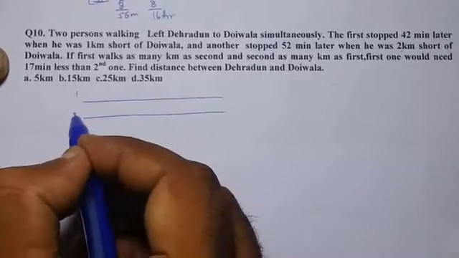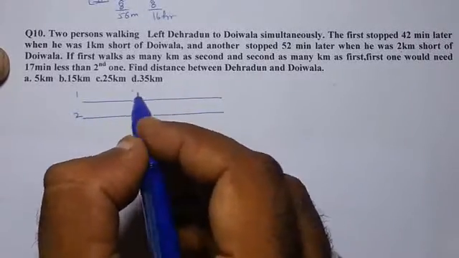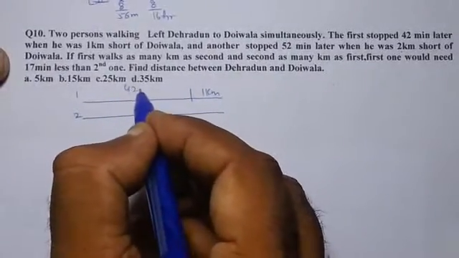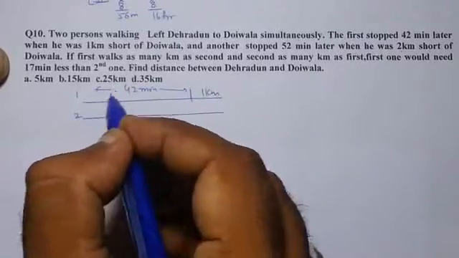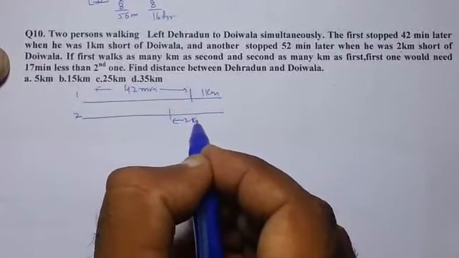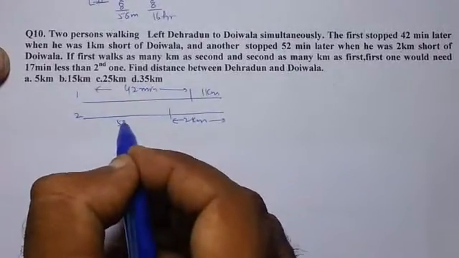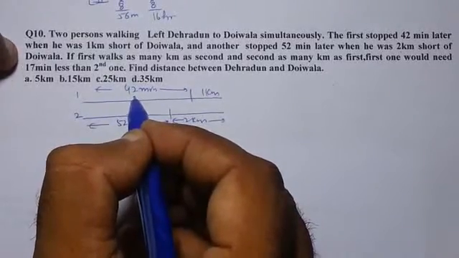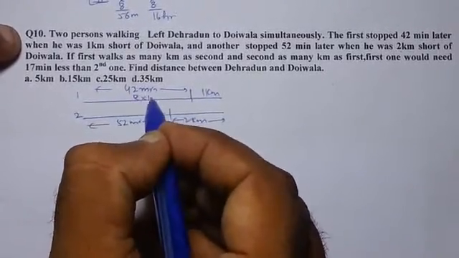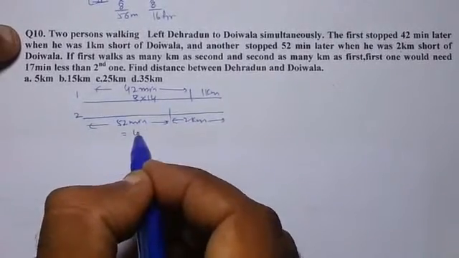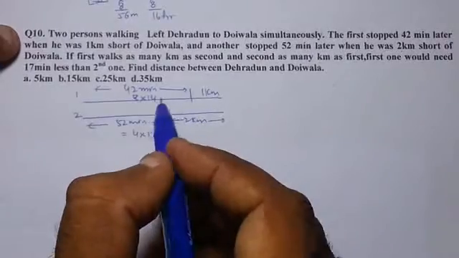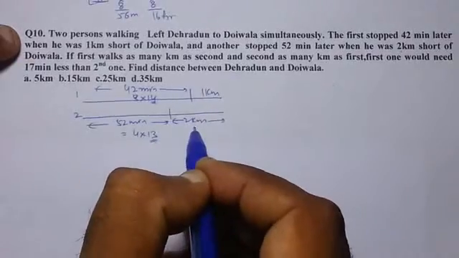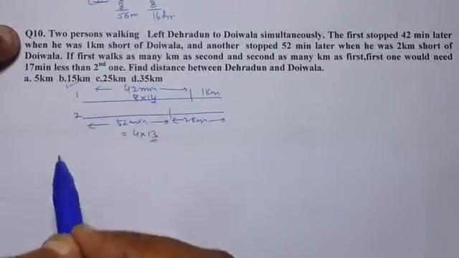Again, let us try to see what we mean to say. It is first one, it is second one. The first person, when he is 1 kilometer short of Doiwala, he stops, right? And he does his journey in 42 minutes. And the second person stops 2 kilometers prior to Doiwala and does his journey in 52 minutes. So by logic we can sense 42 means we are talking of something regarding 3 into 14. And 52, again by logic, 4 into 13. So it can be 14 kilometers, it can be 13 kilometers. 14 plus 1 is equal to 15 and 13 plus 2 is equal to 15. So we are rounding our answer to 15.